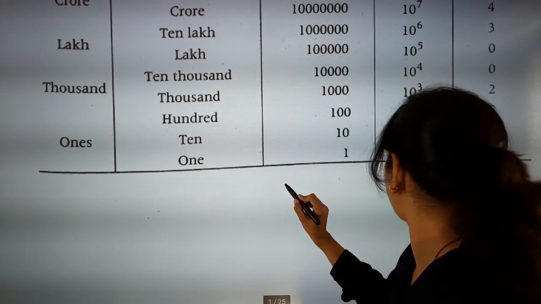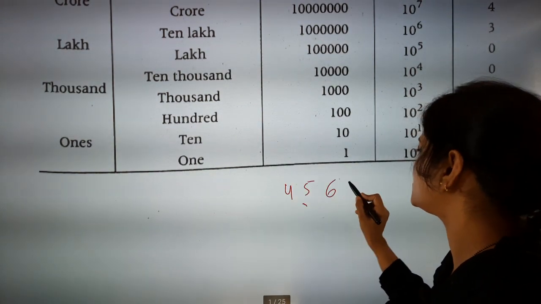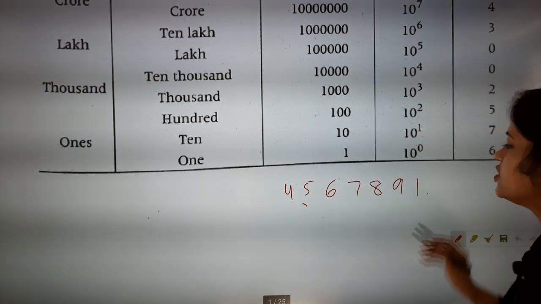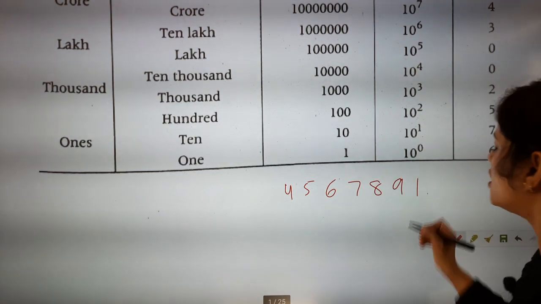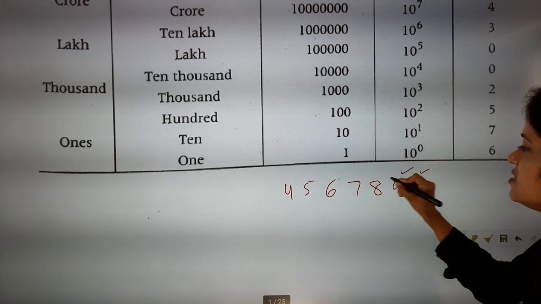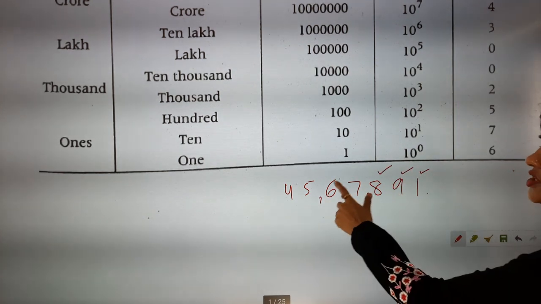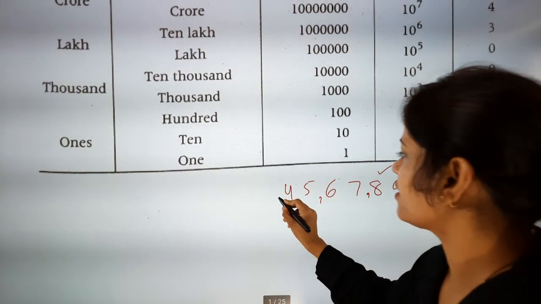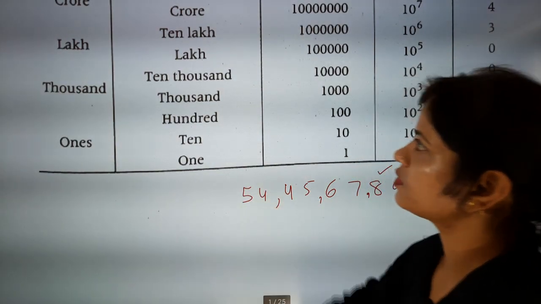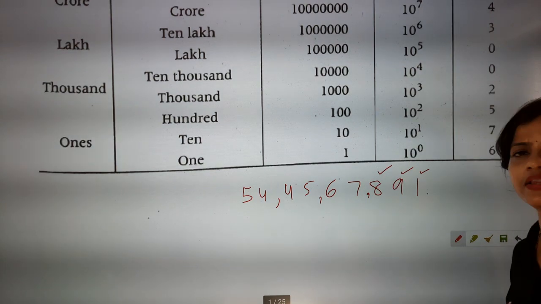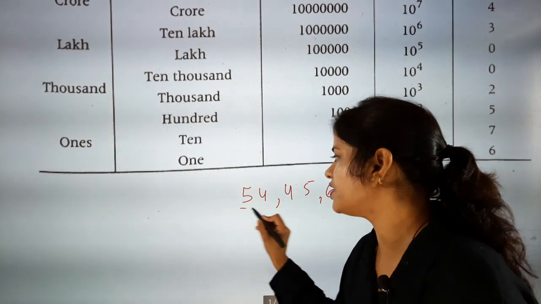If a number is given to you, how do you represent 4, 5, 6, 7, 8, 9, 1? First is ones, tens, hundred, then a comma, and after that 2 digits each: thousand, 10,000; lakh, 10 lakh; crore, 10 crore. Till here they will be giving. So how are we going to do that?